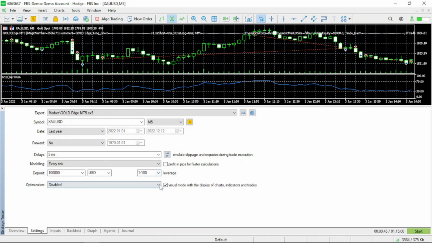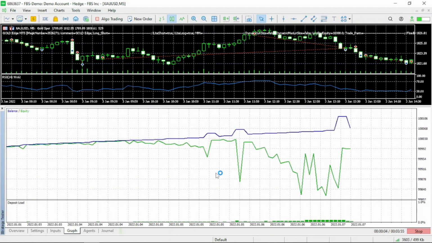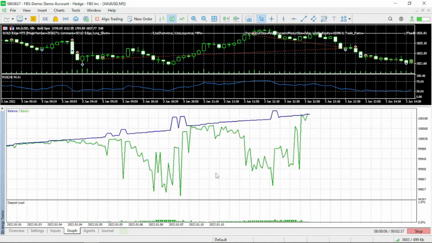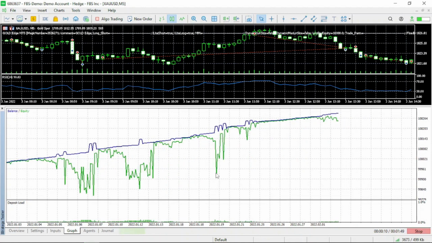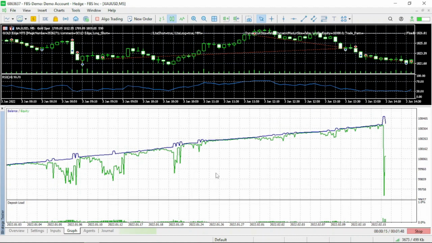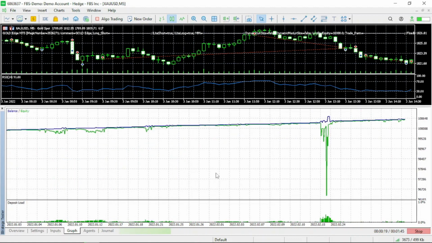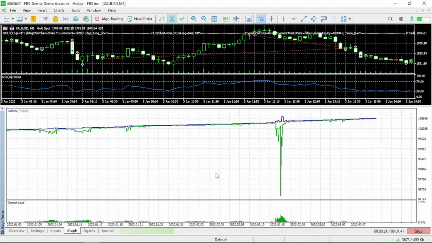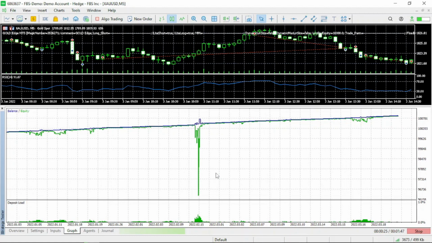So what I'm going to do is turn off the visual mode and again run it for the last year. The important thing that I'm looking at is not only what the drawdown periods look like, but also have I reduced the quantity of trades for the year. For my personal trading plan, I don't like to be in too many trades. I prefer quality instead of quantity.